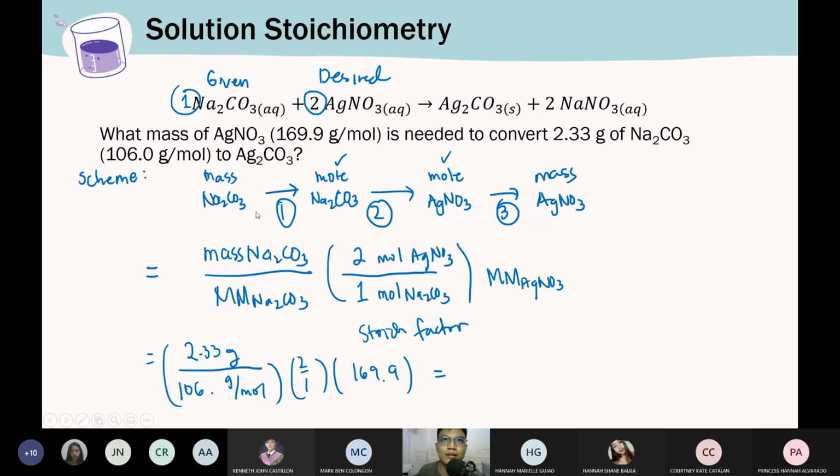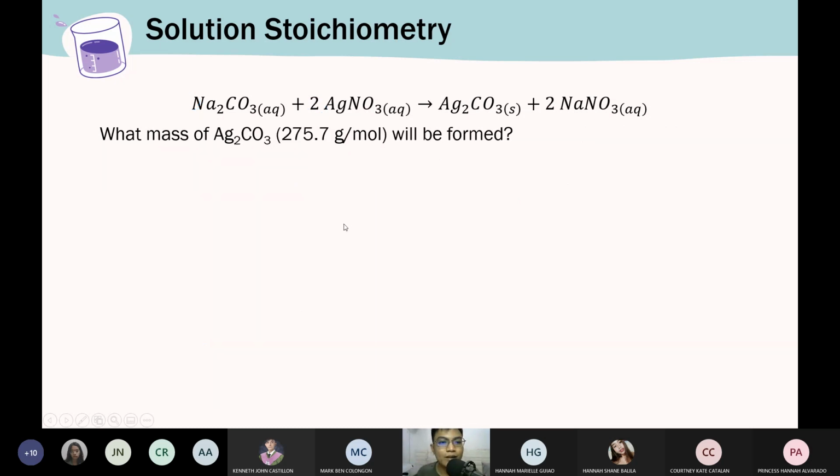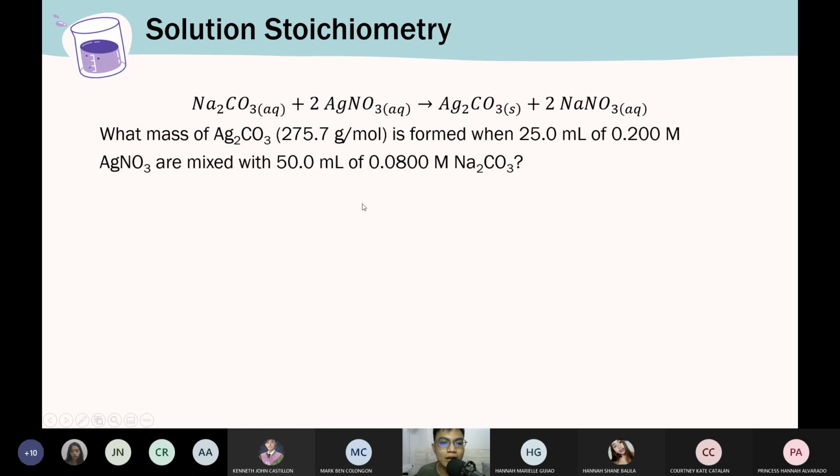Okay? Kasi marunong na kayo ng concentration unit. On stoichiometry, this is something that you should know already. Not only that, no? Okay? Kailangan marunong din kayo ng limiting and excess reagent. Okay? So, for example, ito yung limiting and excess reagent. Ganito itsura niya. Given yung silver nitrate and sodium carbonate, ang given ay molarity.